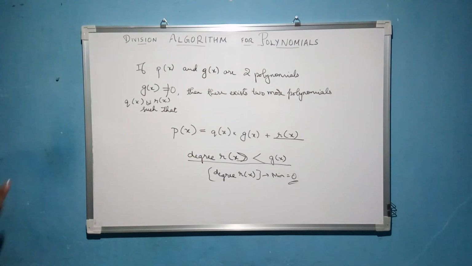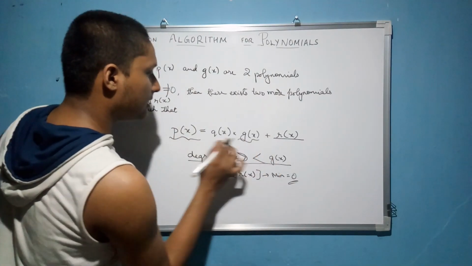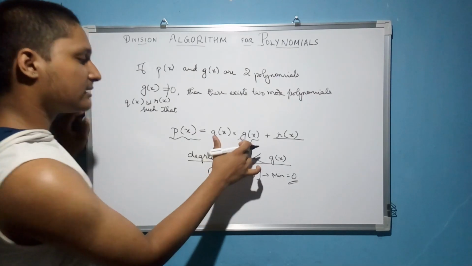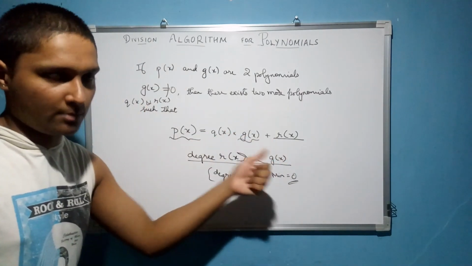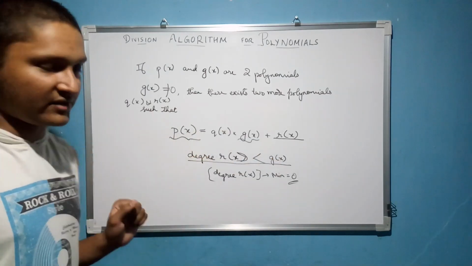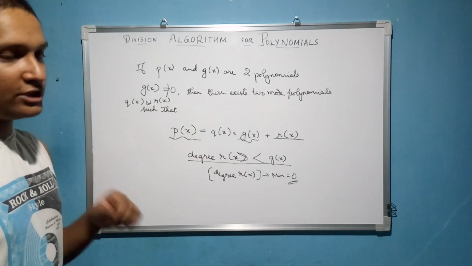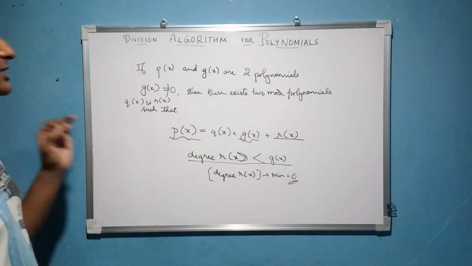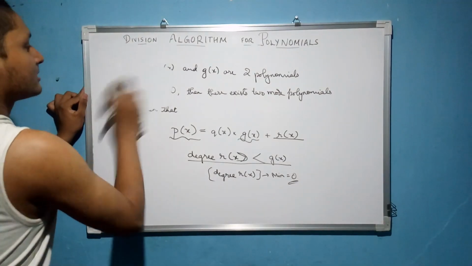Let me explain this. What is given? You are given two polynomials, p of x and g of x. By using the division algorithm, you can find two more polynomials, q of x and r of x, such that the degree of r of x is less than the degree of g of x. Let me just give an example.